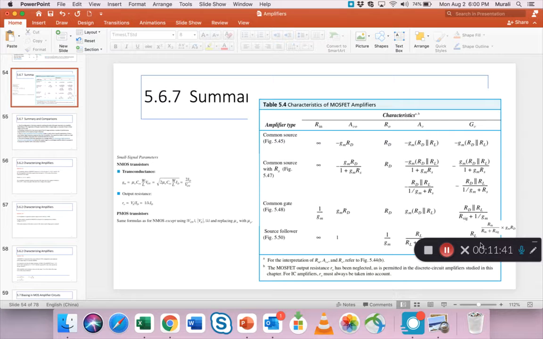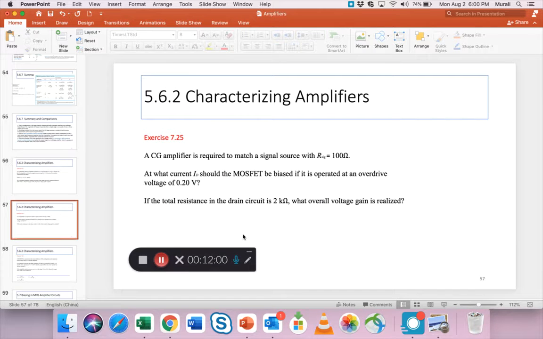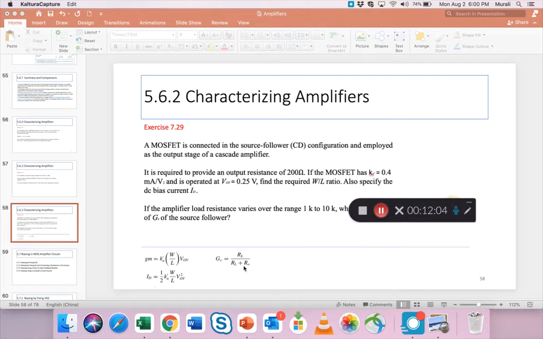For example, for the source follower, we needed the Gv, right? So that's the equation, RL by RL plus 1 by gm, and 1 by gm is nothing but Ro. So that's where I got this. Okay. All right.